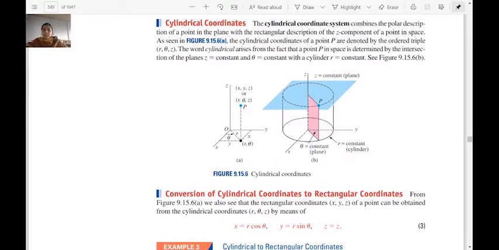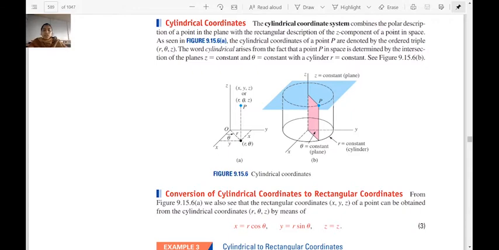So as you can see in figure 9.15.6, if we have to represent a point in the xyz space, this is our xyz space and P is a point, it is represented by the coordinates x, y and z. We can use the polar form r and theta also to represent this. That is what we had done for cylindrical coordinates.